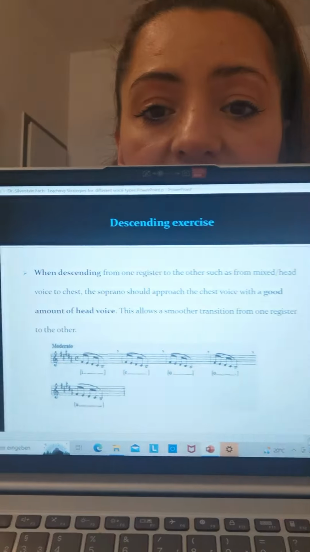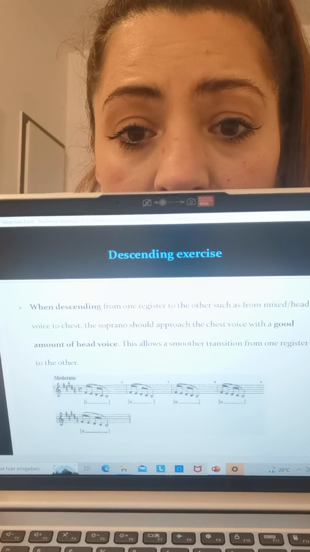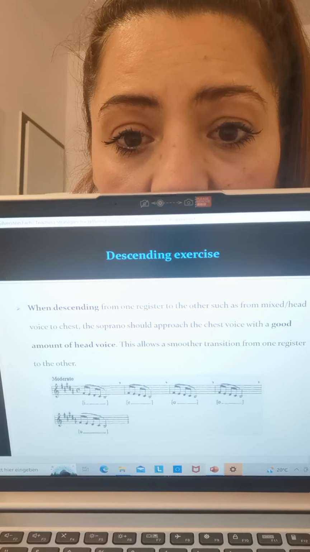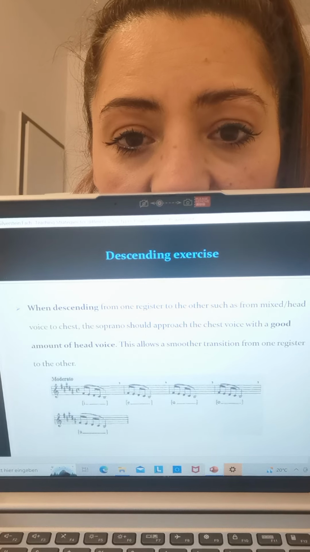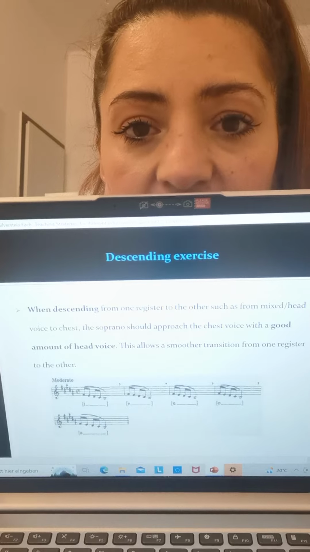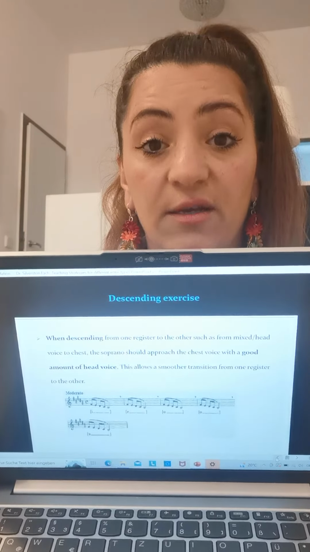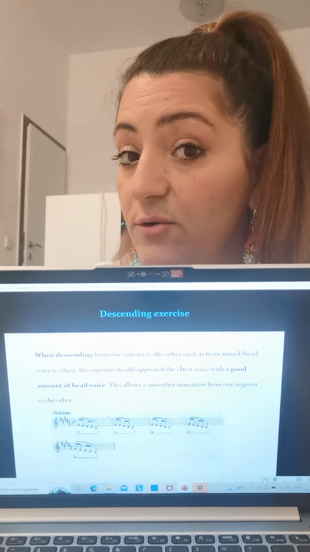Here is the exercise for it. You can use and see. And they're suggesting also the vowels you can use. E, o, u. With all the vowels, you have to try this. And once, before you have the feeling you're having the break, you have to increase the amount of your head voice. That way it will be smoother. I do the same. I agree.